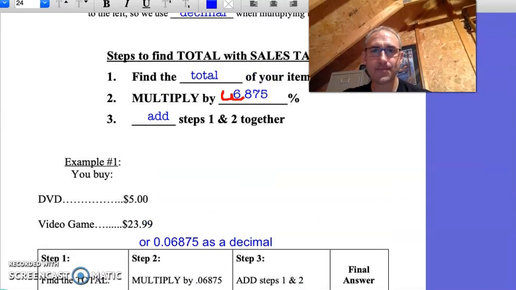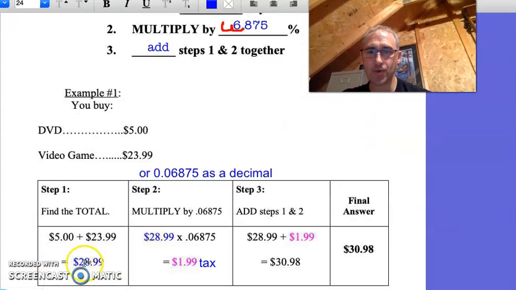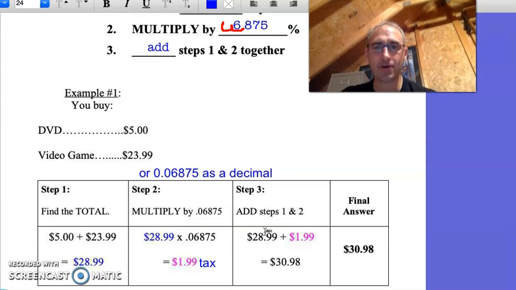Step 3, we are going to take step 1, which was our total, $28.99, and step 2, our tax, $1.99, and add them together. And in total, our final bill comes to $30.98. Now we'd like you to try some of these. Make sure you're using your calculator.